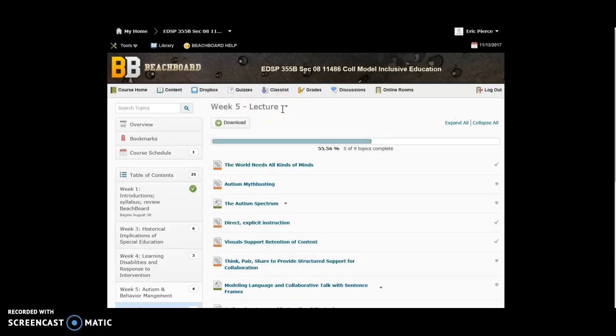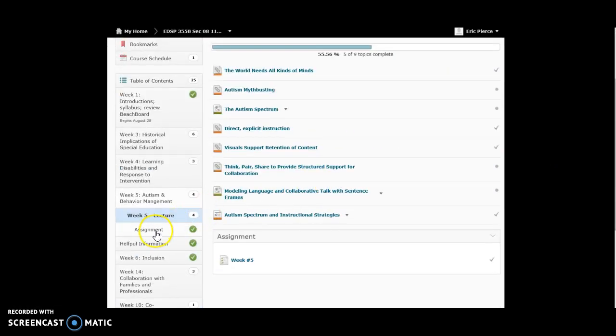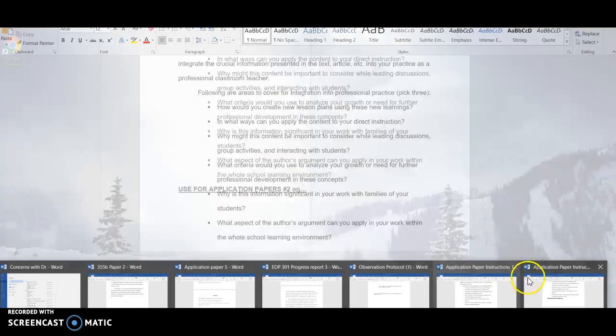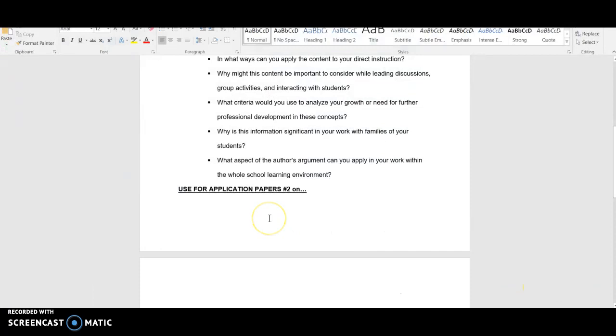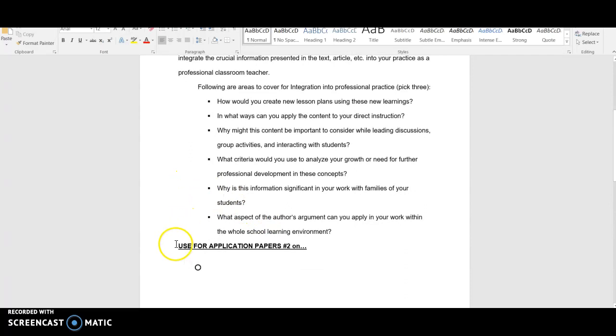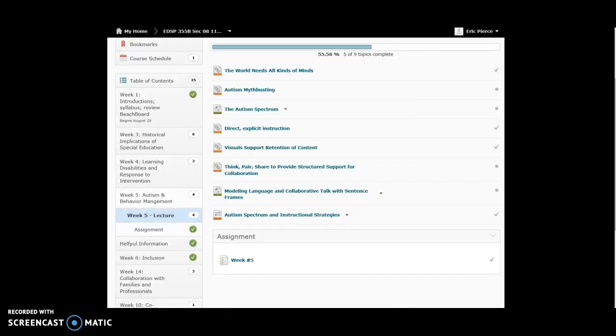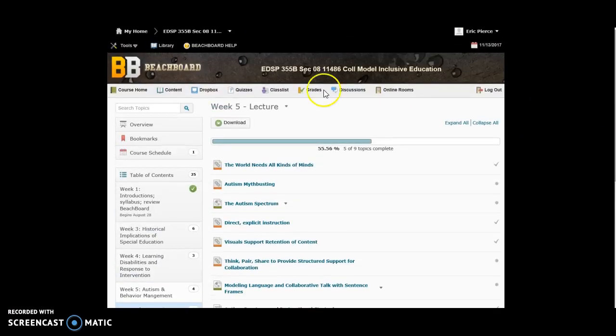So then, after I complained, and many of us complained on the discussion board, we had an issue, and we complained. I sent multiple emails. She now adjusted this. All application papers are used for application papers 2 on. So application papers 3 on were due. Okay, that's easy enough.